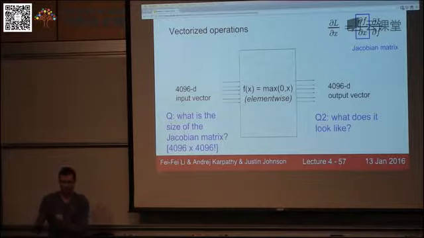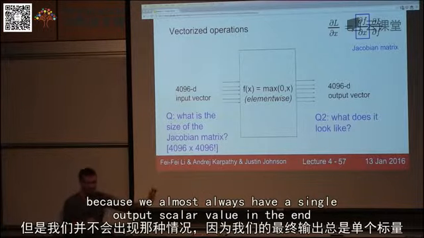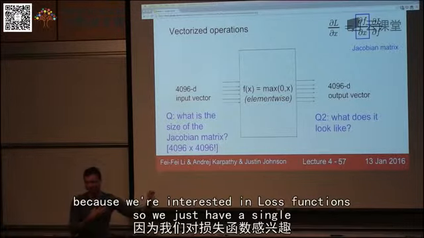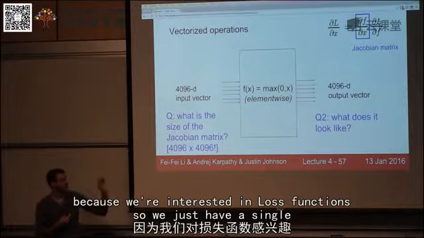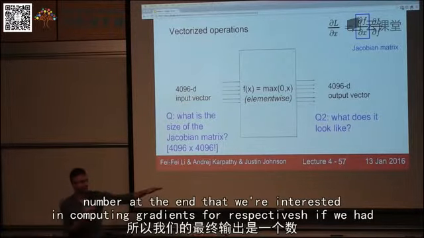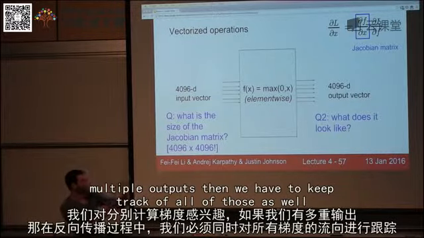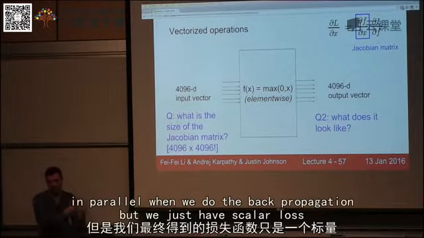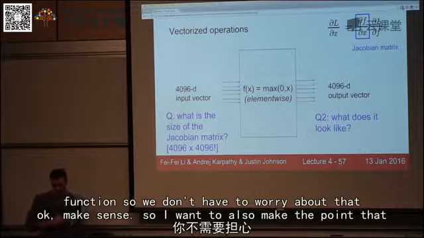So we'll never actually run into that case because we almost always have a single output, scalar valued at the end, because we're interested in loss functions. So we just have a single number at the end that we're interested in computing gradients with respect to. If we had multiple outputs, then we have to keep track of all of those as well in parallel when we do the backpropagation. But we just have scalar valued loss functions, so we don't have to worry about that. Okay, makes sense?